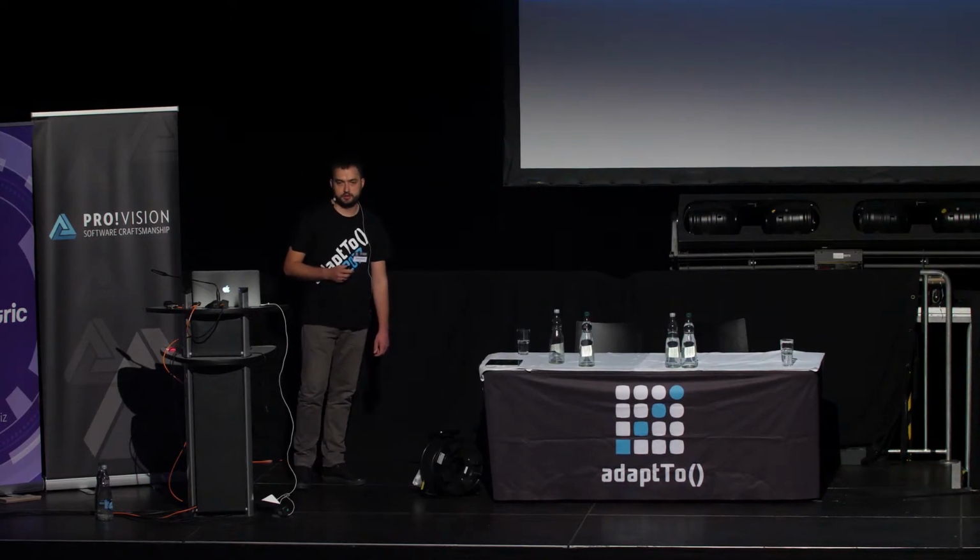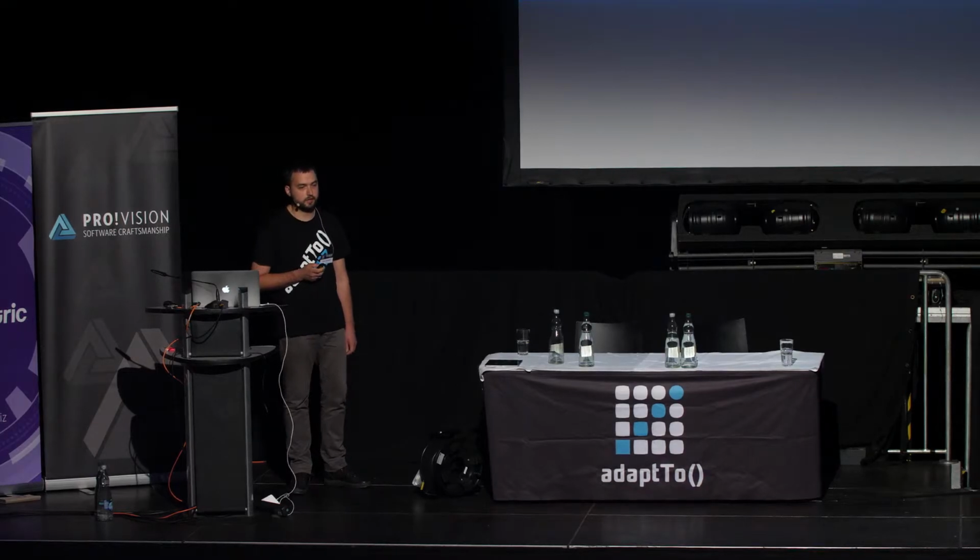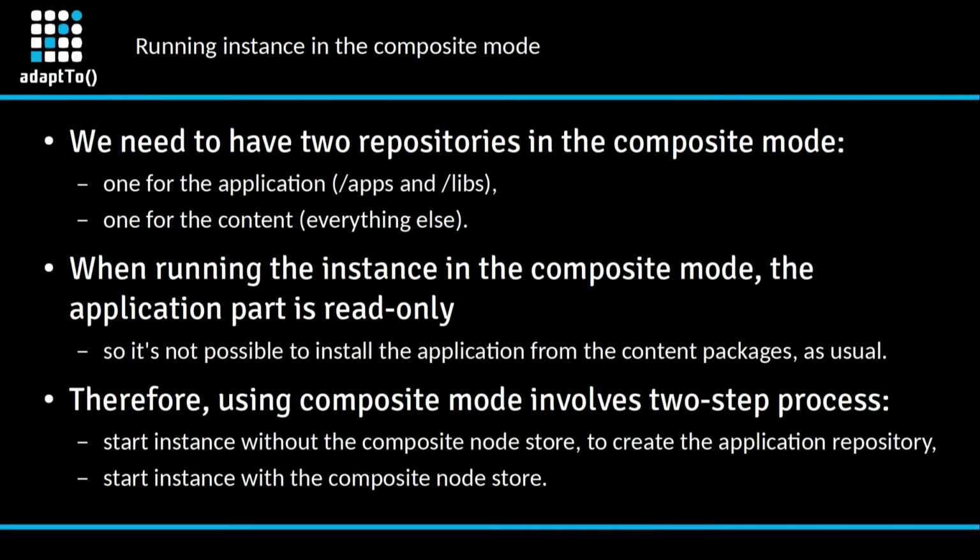So in this part, I will try to describe how this new Composite Node Store can be used with Sling, AEM, or any other Sling-based application. The main challenge when trying to run AEM or Sling in the composite mode with the Composite Node Store is that if we want to have some composition, then we have to have at least two parts. And in this case, it's two repositories. So we need to have two repositories, and one of them, the apps and libs one, has to be already pre-filled with all the data.